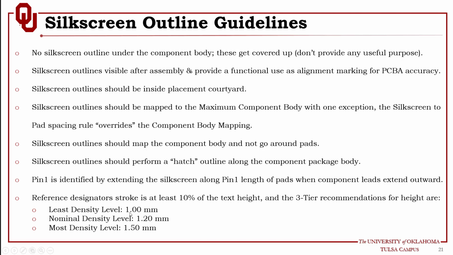And the 3-tier recommendation for height are, as we discussed, for if you have least density level, you need 1 millimeter. This is the minimum recommended. If you have a nominal, it's 1.2. If you have high density, you need 1.5 in terms of height for text.